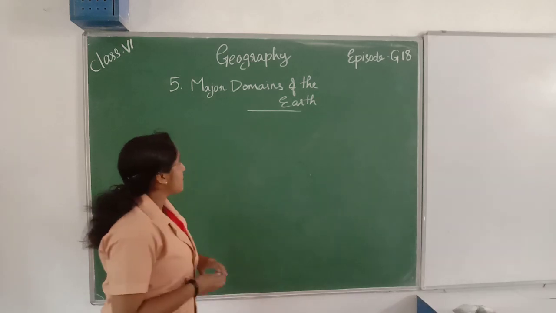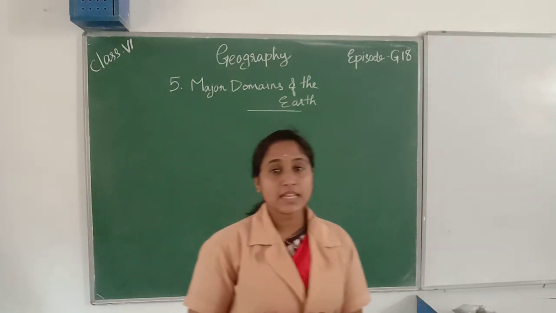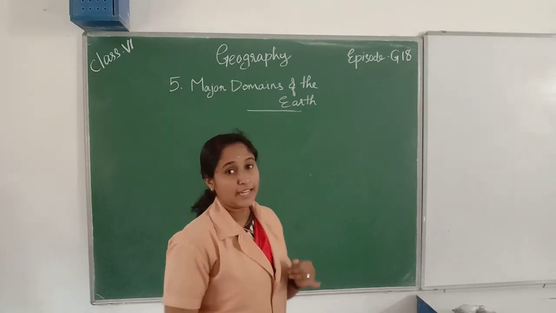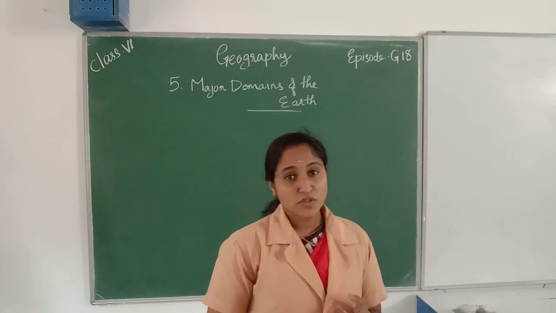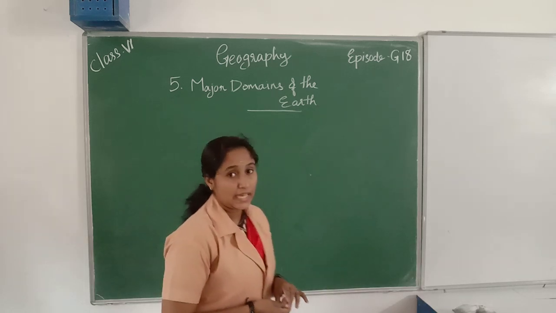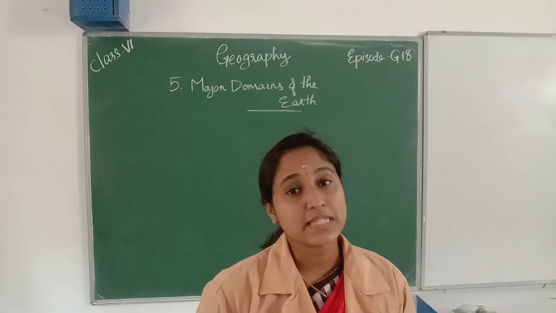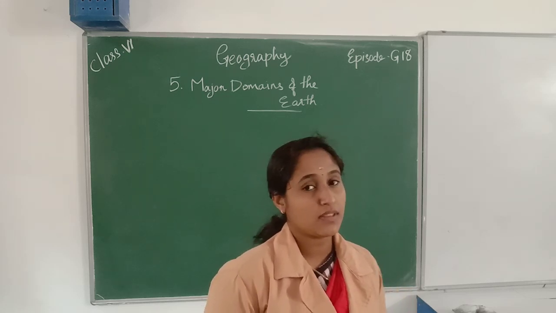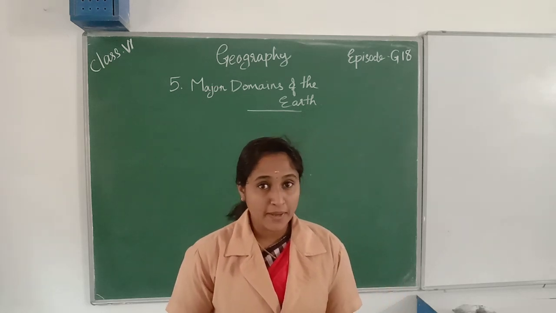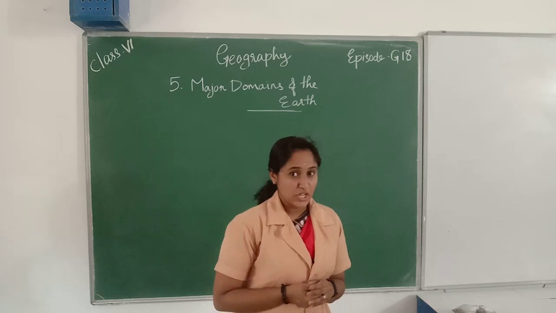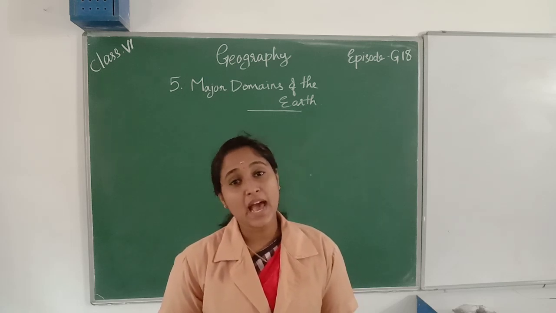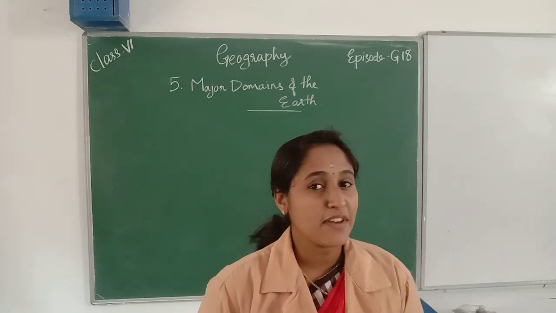Our geography 5th chapter, major domains of the earth. In the previous class we discussed the major domains, which are they? Lithosphere, hydrosphere, atmosphere and biosphere. Right. So these are the major domains of the earth. Then we discussed what is lithosphere and its divisions, the 7 continents. Which are the 7 continents? Asia, Europe, Africa, South America, North America, Australia and Antarctica. These are the 7 continents.